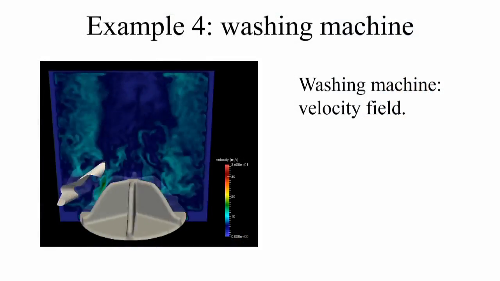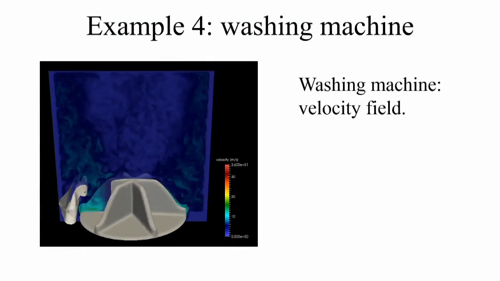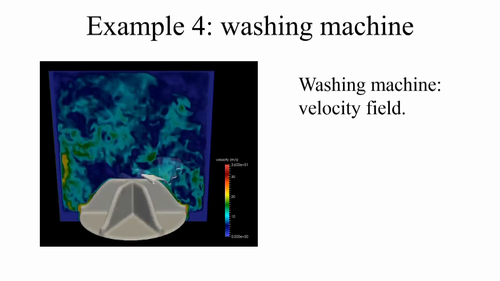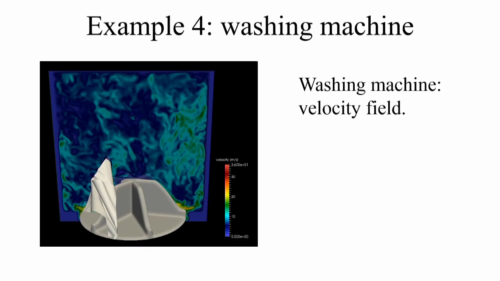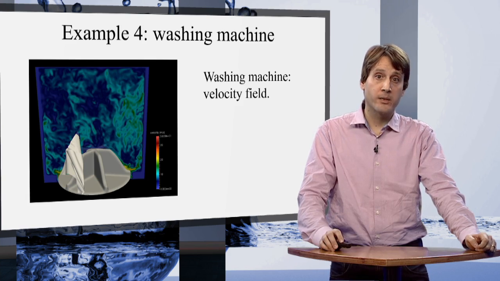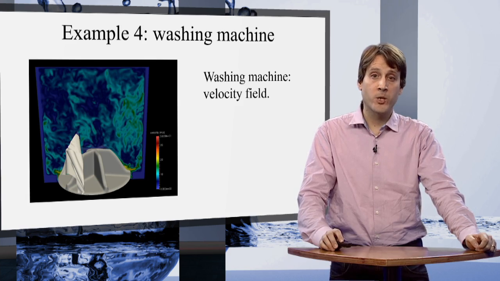Here, for example, we have plotted the velocity field on a slice which goes through the washing machine. The colors represent the magnitude of the velocity, and it gives us some understanding of what structures and what patterns are present inside the fluid, and in which way they interact with the tissue.